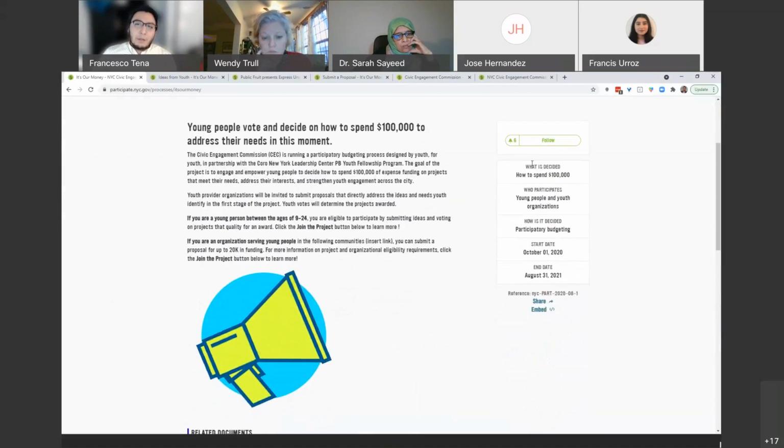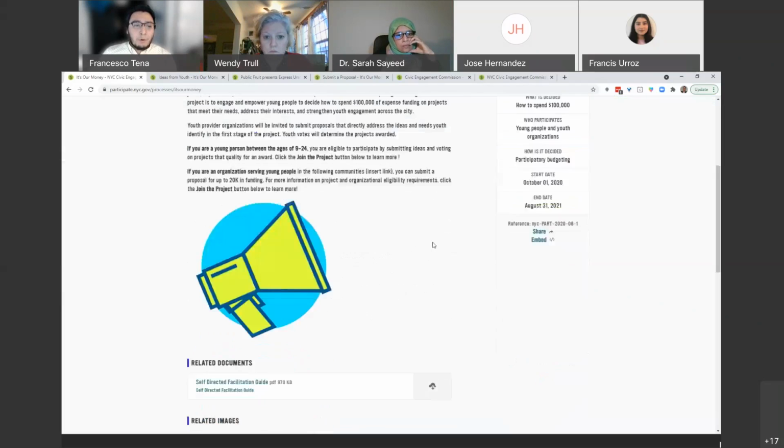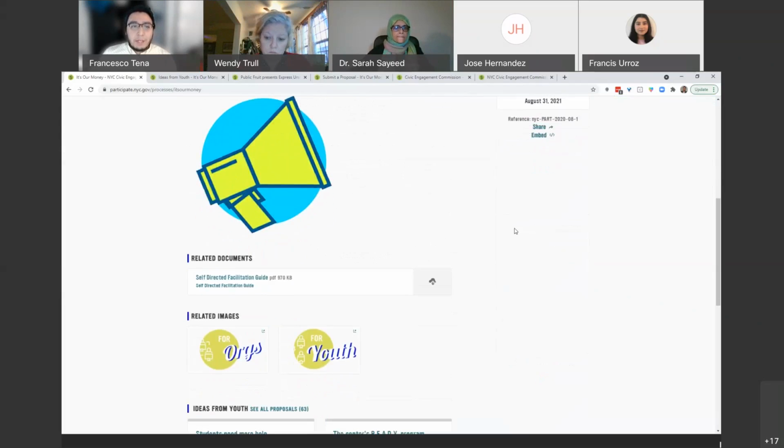On the right side, you have some very consistent design language that is on most process pages on this platform and any groups that get formed. You get a really quick summary of what is decided, who participates, how it's decided, and the timeline of it. If you scroll down, this also allows you to attach files and documents.